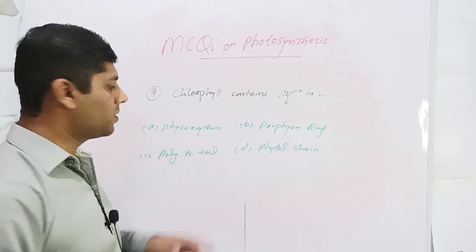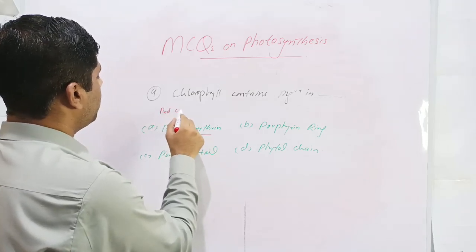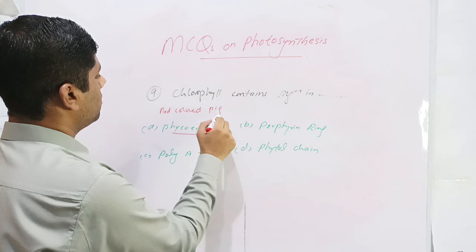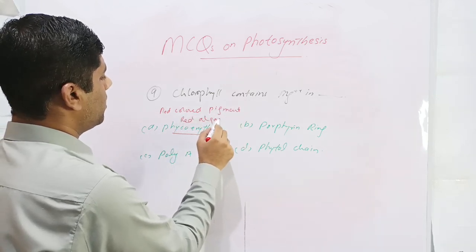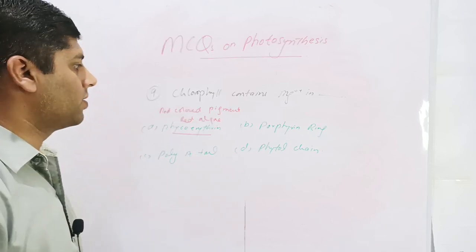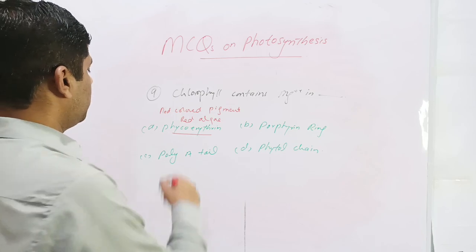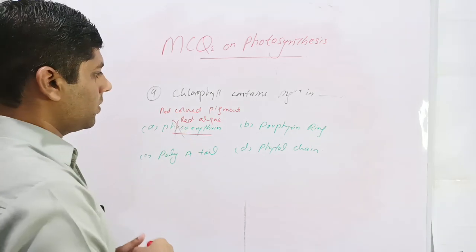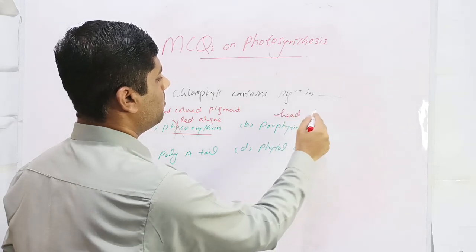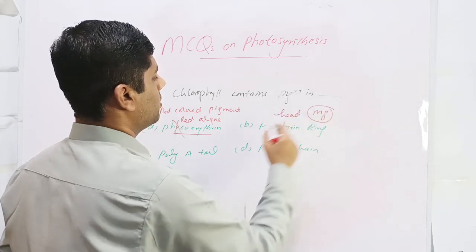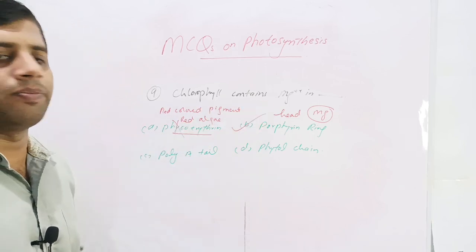Pertaining to these options, phycoerythrin is a red colored photosynthetic pigment present in the red algae. So it has no direct association with the green plants. It is present in the red algae of the aquatic environment. So this is an incorrect option. The second is porphyrin ring. This is the head of chlorophyll in which the magnesium is located. So the correct option here is porphyrin ring, where the chlorophyll contains magnesium.